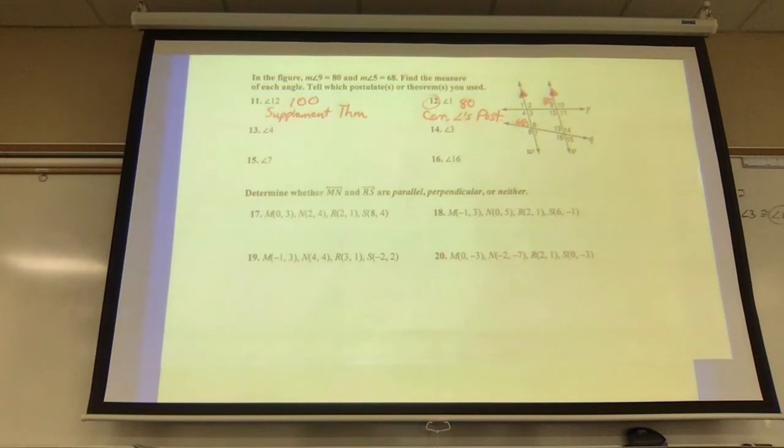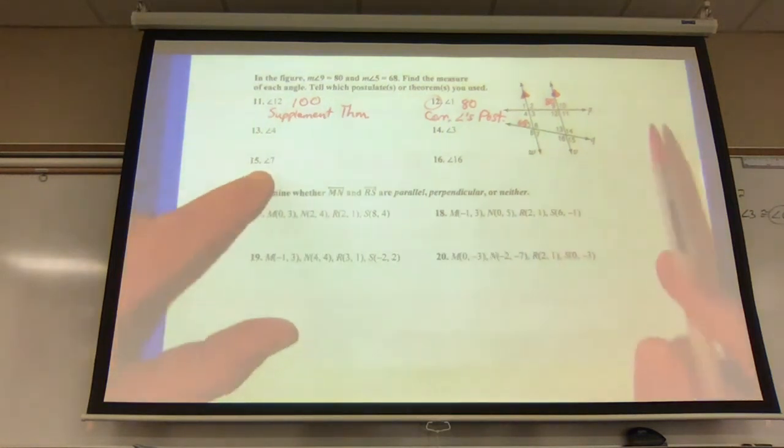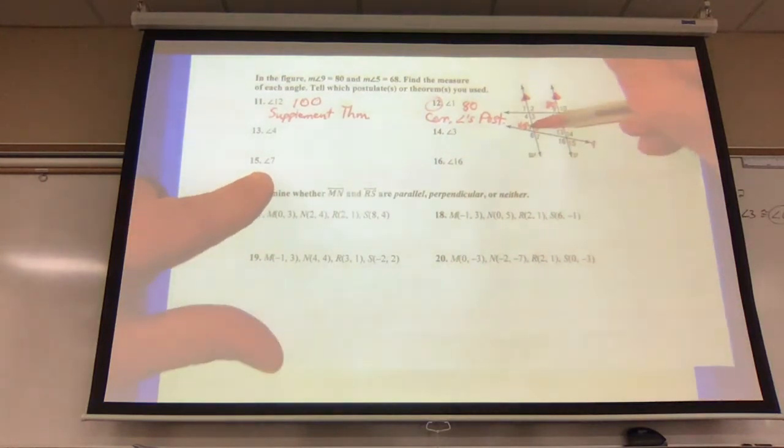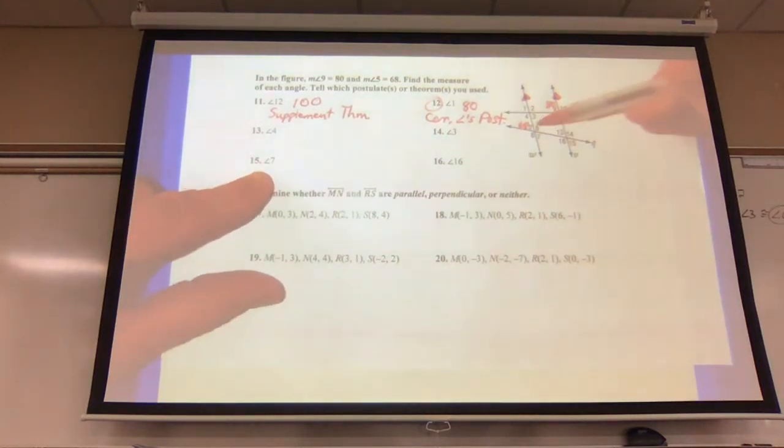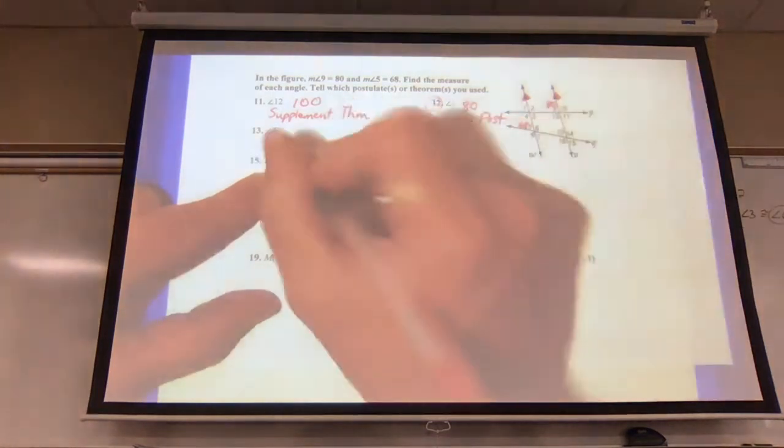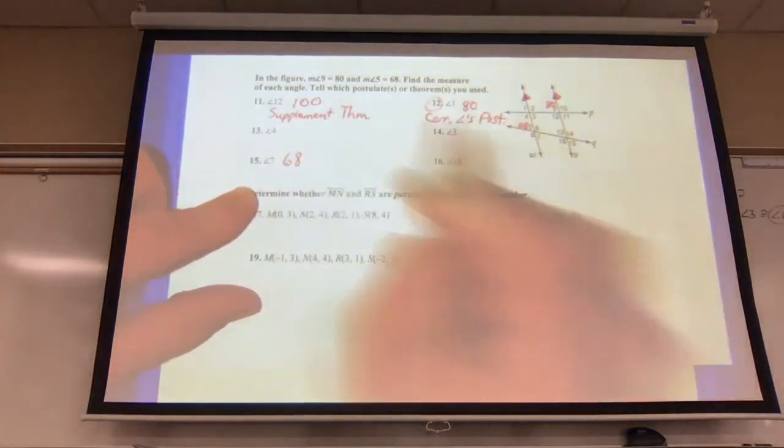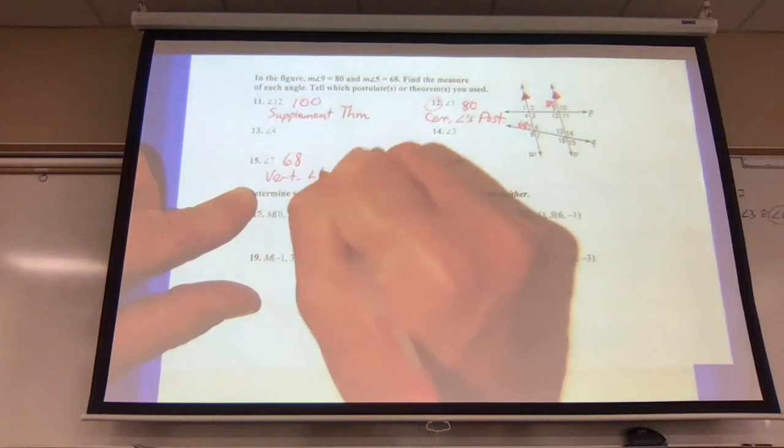Any others you want to see on 11 to 16? 15. Angle 7. Angle 5 and 7 are vertical angles. Since angle 5 is 68, angle 7 would also be 68. We said those are vertical angles. That's the Vertical Angles Theorem.